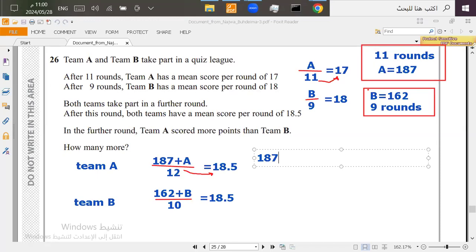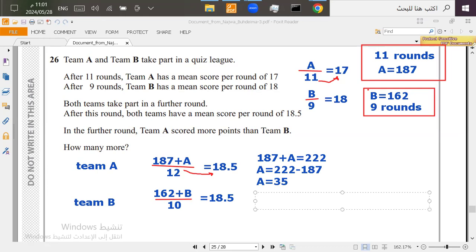So 187 plus A will equal 18.5 times 12, which is 222. Next, I'm going to subtract. So A will equal 222 minus 187, and it's 35. So this is the score of the last round. In the further round, Team A scored more points than Team B. So that's what we're focusing on, the last round only.